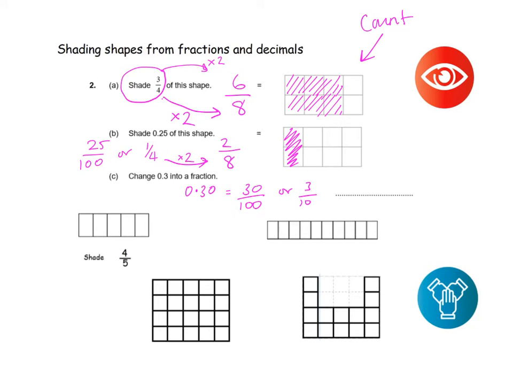So on your action sheet, I want you to copy out these 4 diagrams and shade each of them in, so it's 4/5 for each of them. So you need to count the number of squares and then work out the equivalent fraction and then shade from that. Have a go at that now. Pause the video.